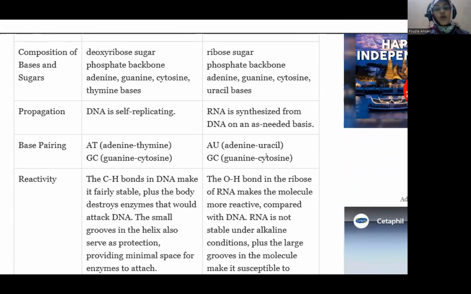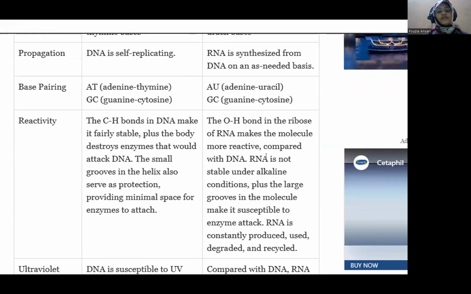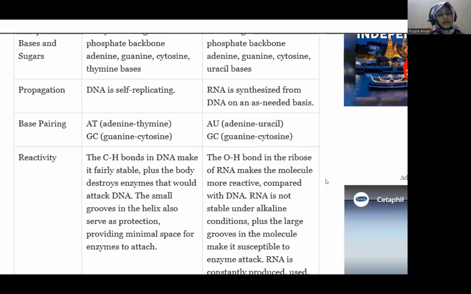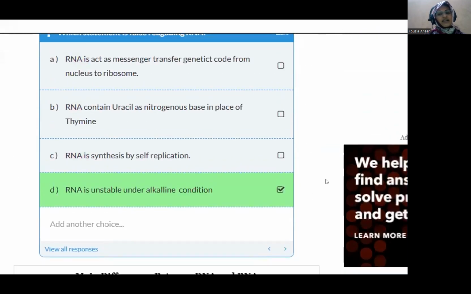What is meant by transcription? Always remember that RNA is synthesized from the DNA, but DNA is not synthesized from RNA. DNA is synthesized by self-replication. Now, always remember that in DNA, adenine always base pairs with thymine, and in RNA, adenine forms a bond with uracil. So in place of thymine, uracil is used in RNA. DNA is stable under enzyme conditions, and RNA is unstable under alkaline conditions. So D is the correct option.